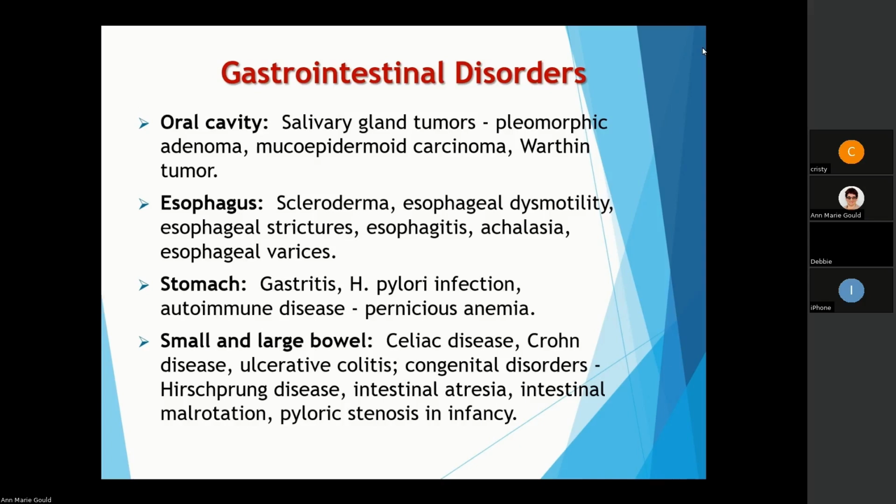Your Crohn's disease, of course, or ulcerative colitis is another one. There's also your congenital disorders, Hirschsprung's disease, intestinal atresia, intestinal malrotation, and pyloric stenosis in infancy. So if you do work with little babies at all, or at one point in your life, they may have some congenital issues as well with their GI tract.